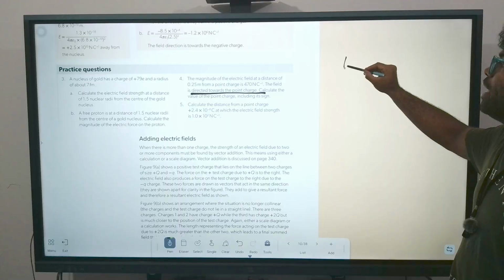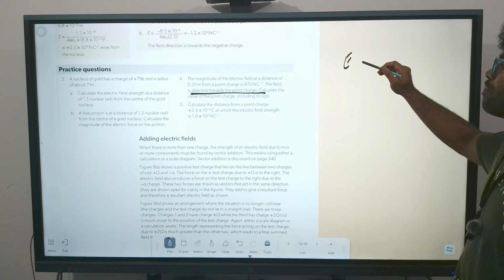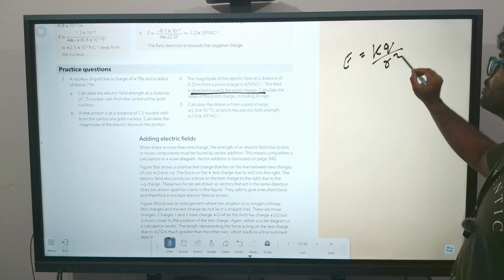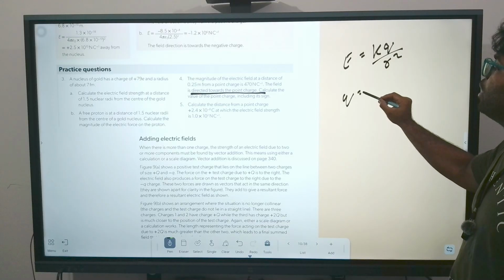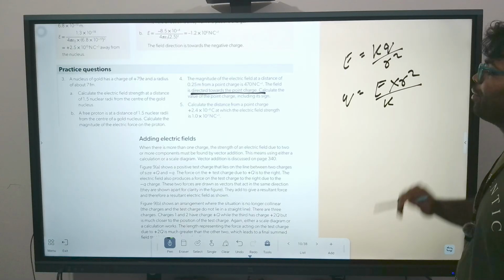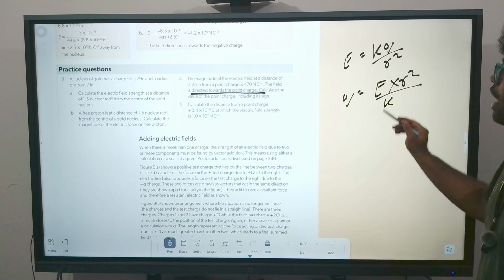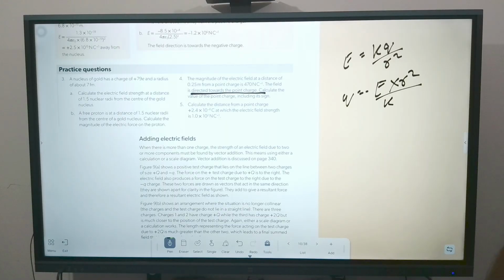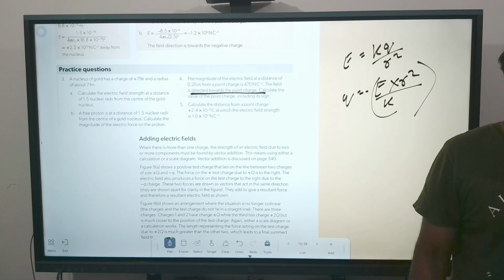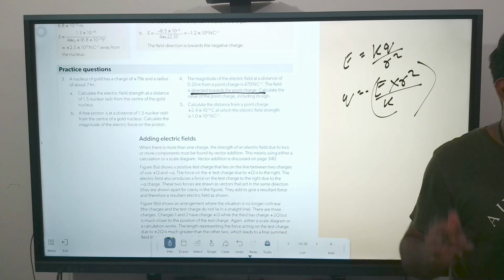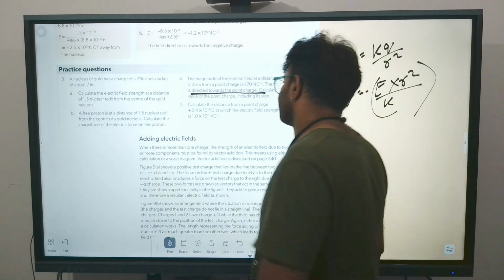Electric field is given as E equals kq upon r square. So q will be equal to E multiplied by r square upon k, and a minus sign because the field is going inward. This is the answer. You can solve it and show it to me. I'll make this an assignment for you. Just upload it on the website.